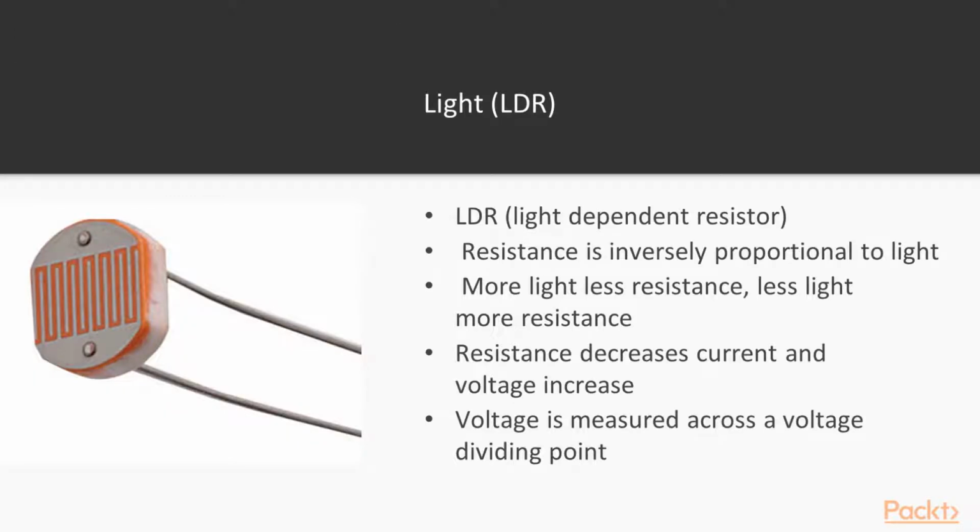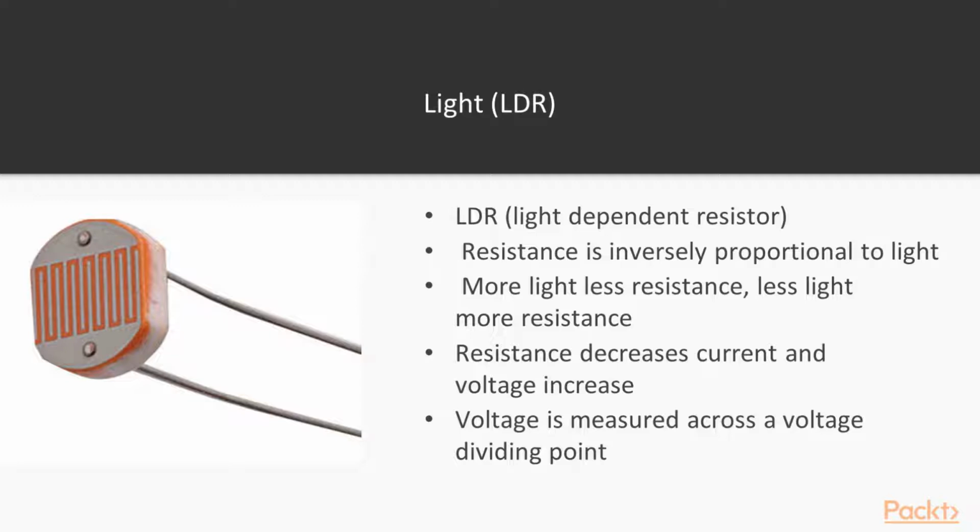Now, LDR is a light dependent resistor. You can think of it as a big resistor. The property of it is that the resistance is inversely proportional to the ambient light. So if there is more light around the LDR, then the resistance is going to be less. And if there is very less light around the LDR, then there's going to be very high resistance on the LDR.